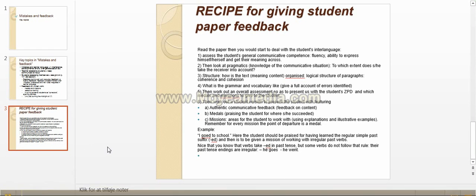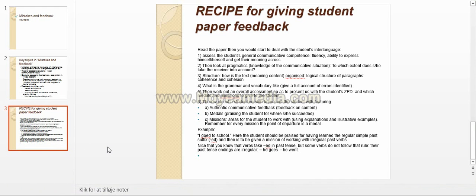Just finishing off a recipe for giving student paper feedback. We've now made it to the stage when you have looked at all the errors, be they to do with communicative competence in general, be it to do with knowledge of the communicative situation, be they about what the structure is like, and/or be they about grammar and vocabulary.